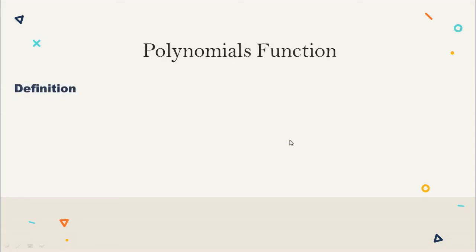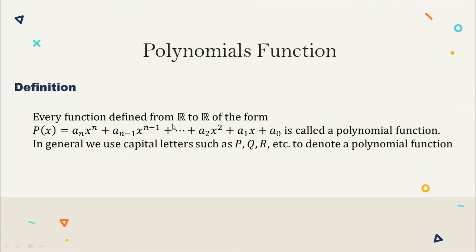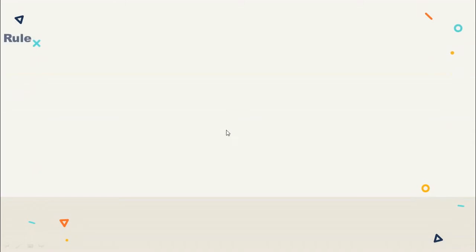Polynomial function. Definition. Every function defined from the real to real of the form P(x) equal a_n x power n plus a_(n minus 1) x power n minus 1 plus dot dot until a_2 x power 2 plus a_1 x plus a_0 is called a polynomial function. Remember from the previous slide, a polynomial in standard form is written from the highest degree to the lowest degree. In general, we use capital letters such as P, Q, R, etc. to denote a polynomial function.